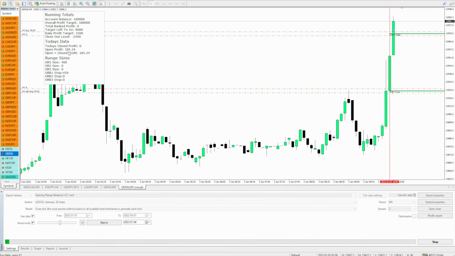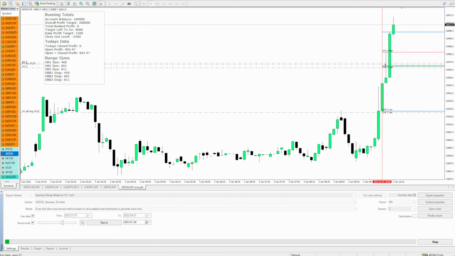We've got an open profit of 226. Our open and closed profit combined is 180. So all this is a combination of your open and your closed. This is what we're interested in because we're looking to make 1,500. So that's the figure, the magic one. We want to be at 1,500. So just let that run forward a little bit.